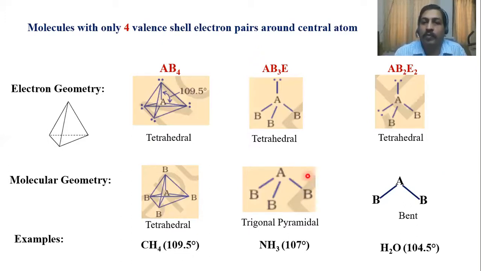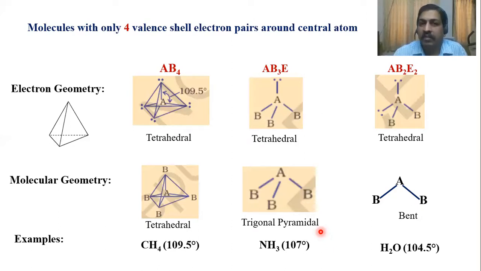Now for ammonia, the electron geometry is tetrahedral. When the electron geometry is tetrahedral, the expected bond angle is 109.5 degrees. However, in case of ammonia, the bond angle is only 107 degrees. What is the reason? In ammonia, there is a lone electron pair on the nitrogen atom, and we know that lone pair-bond pair repulsion is greater than bond pair-bond pair repulsion. So due to lone pair-bond pair repulsions, the bond angle in ammonia is lesser than 109.5 degrees. In ammonia, the bond angle is 107 degrees.